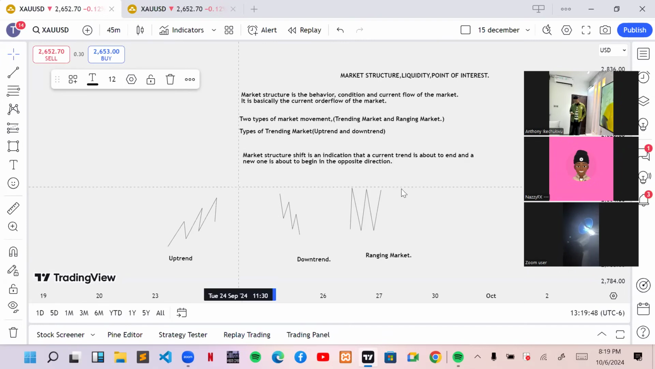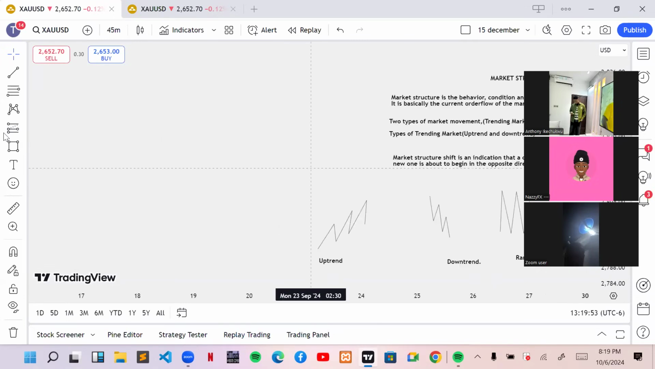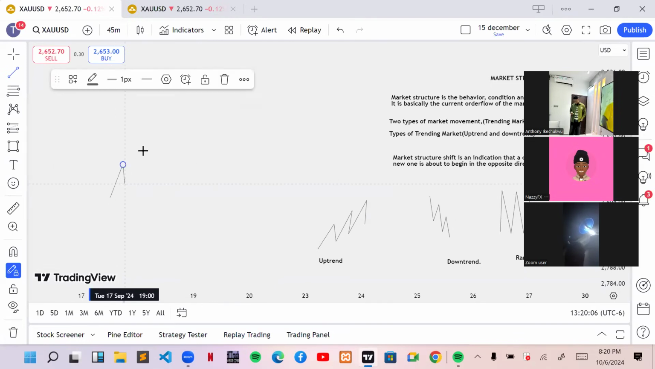Now, what do I mean by this? Market structure shift works majorly for trending markets. So let me give you an indication. Let's say price was previously on an uptrend, making a series of higher highs and higher lows. Instead of making another higher low to continue the uptrend, the market does something like this. If you're not paying attention, the market structure has shifted. That's why it's called market structure shift.